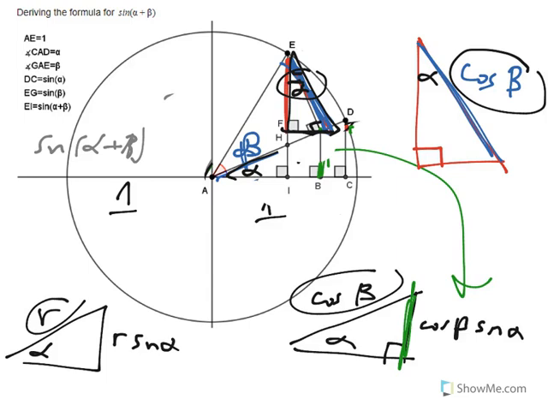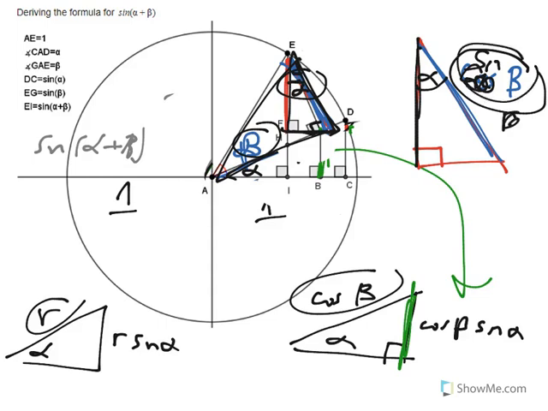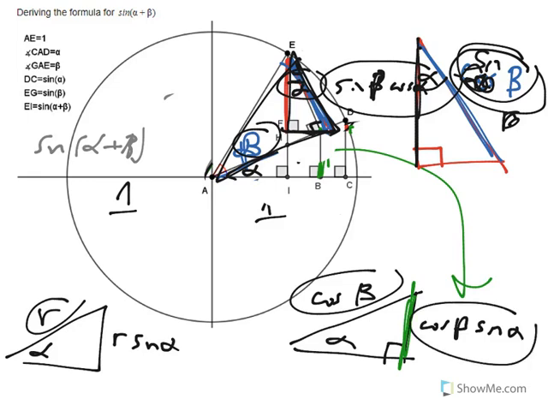This thing's actually sine beta. It's the opposite of beta in this triangle here. Sorry about that. So this line over here is the adjacent. So if this was R, this would be R cosine theta, but it's not R. It's sine beta that is the hypotenuse. So it's sine beta times cosine alpha. And I notice how that is a piece of the formula, and this is the other piece.